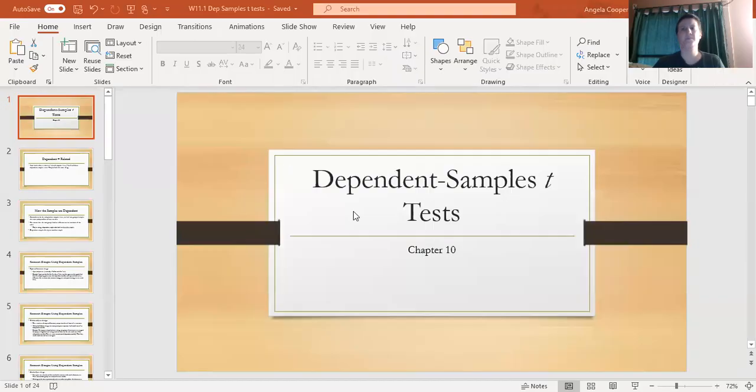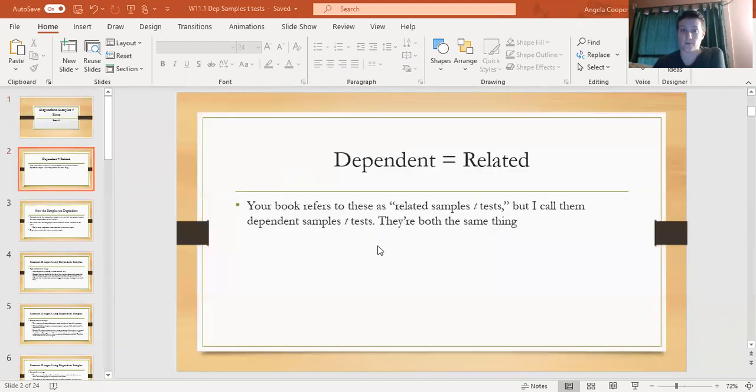Welcome to our lecture on dependent samples t-tests. Last week we did independent samples t-tests, where we're comparing two groups of independent samples, where those two samples have nothing to do with one another. They don't impact the other. One score or measure on one of the samples does not affect the other. However, with dependent samples t-tests, that's all thrown out the window.